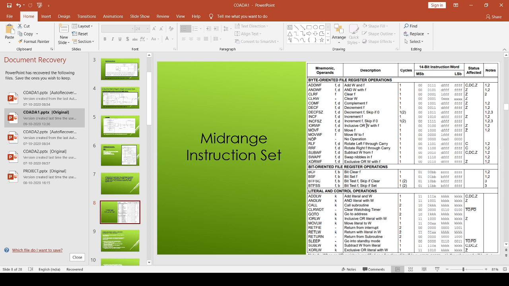This is the instruction set for this microprocessor. These are the machine cycles, how many machine cycles are required for each instruction. So here call and return instructions require two machine cycles to run that particular mnemonic operation.